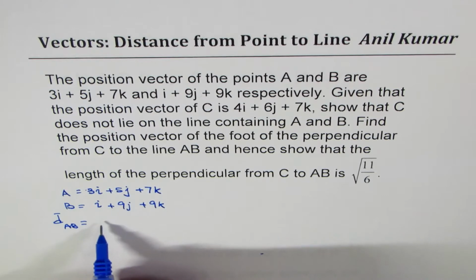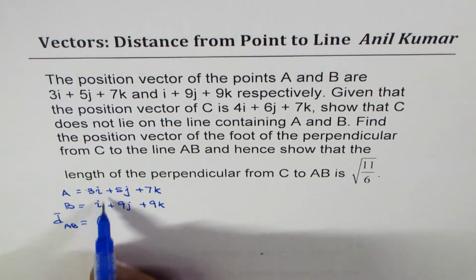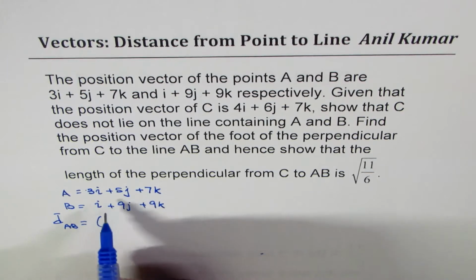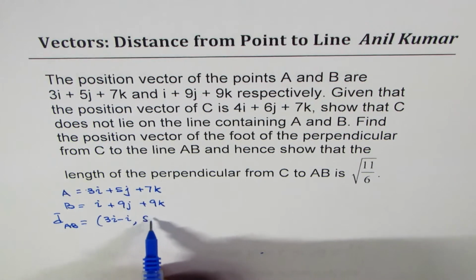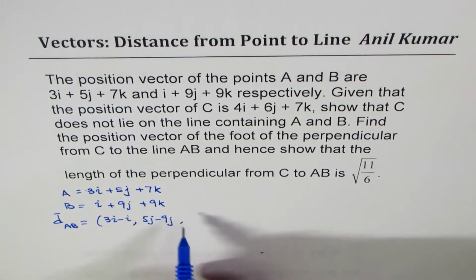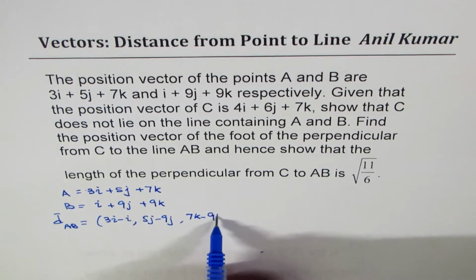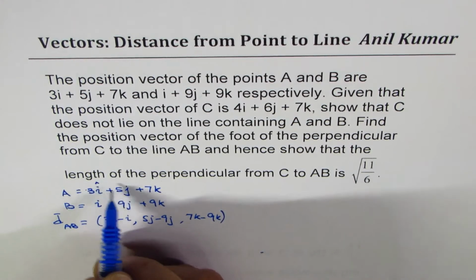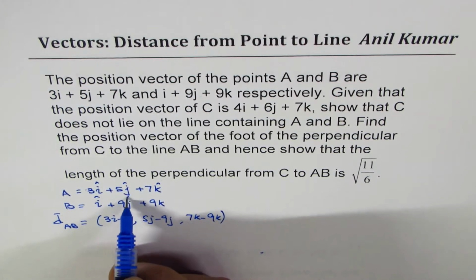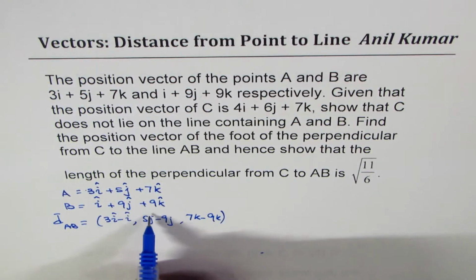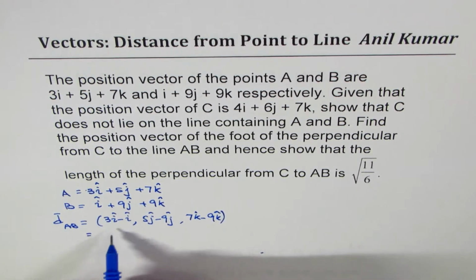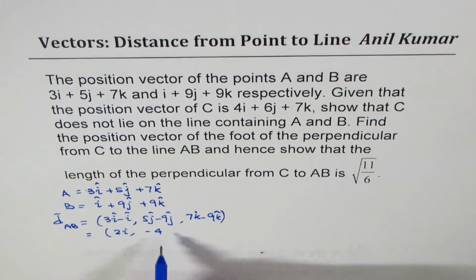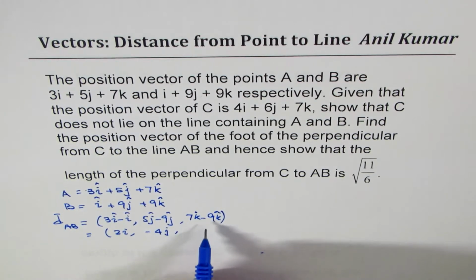So that will be 3i minus i, 5j minus 9j, 7k minus 9k, right? Now i, j, k are unit vectors in the direction of x, y, z. So sometimes we write them like this, most of the time. However, in my video, I'll avoid that. So this vector is 3 minus 1 is 2i, 5 minus 9 gives me minus 4j, and that gives me minus 2k.